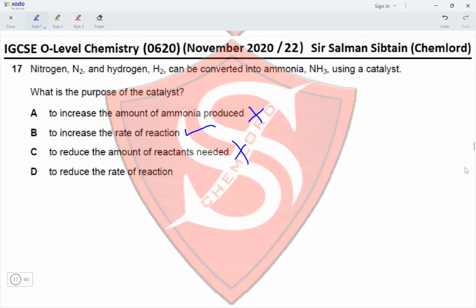To reduce the rate of reaction, that is not the purpose of a catalyst. The purpose of the catalyst is to increase the rate of reaction. Therefore, the correct option for this question is option B.